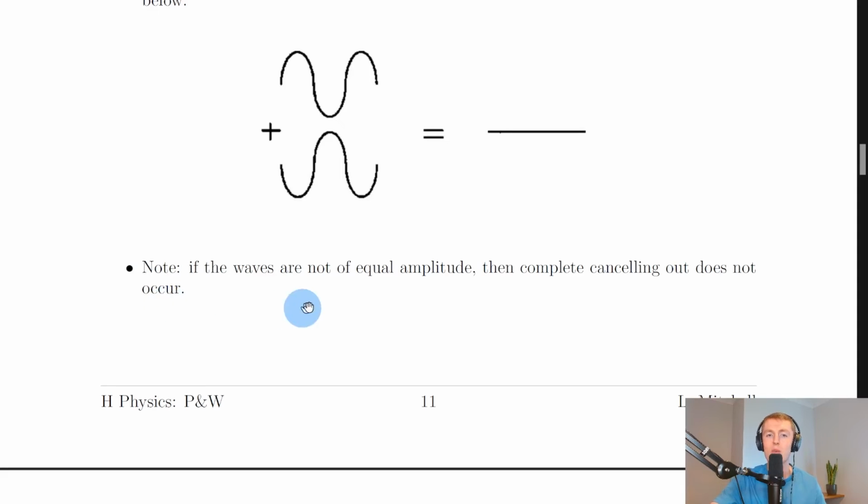And lastly, it says to note that if the waves are not of equal amplitude, then complete cancelling out does not occur.